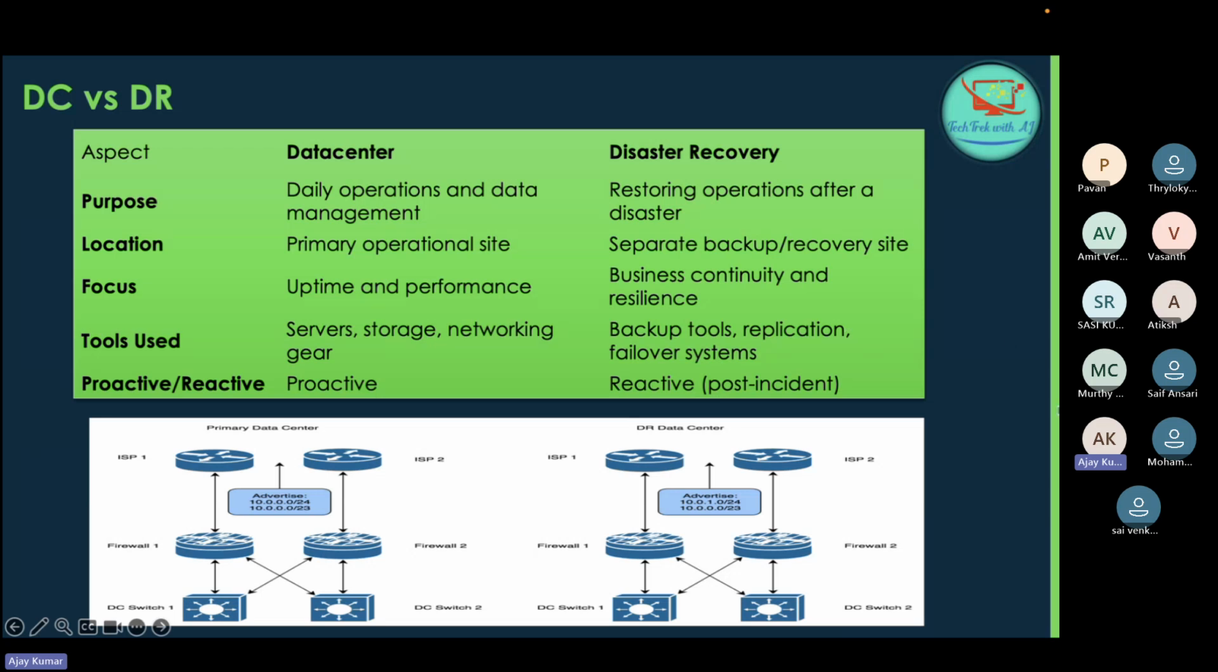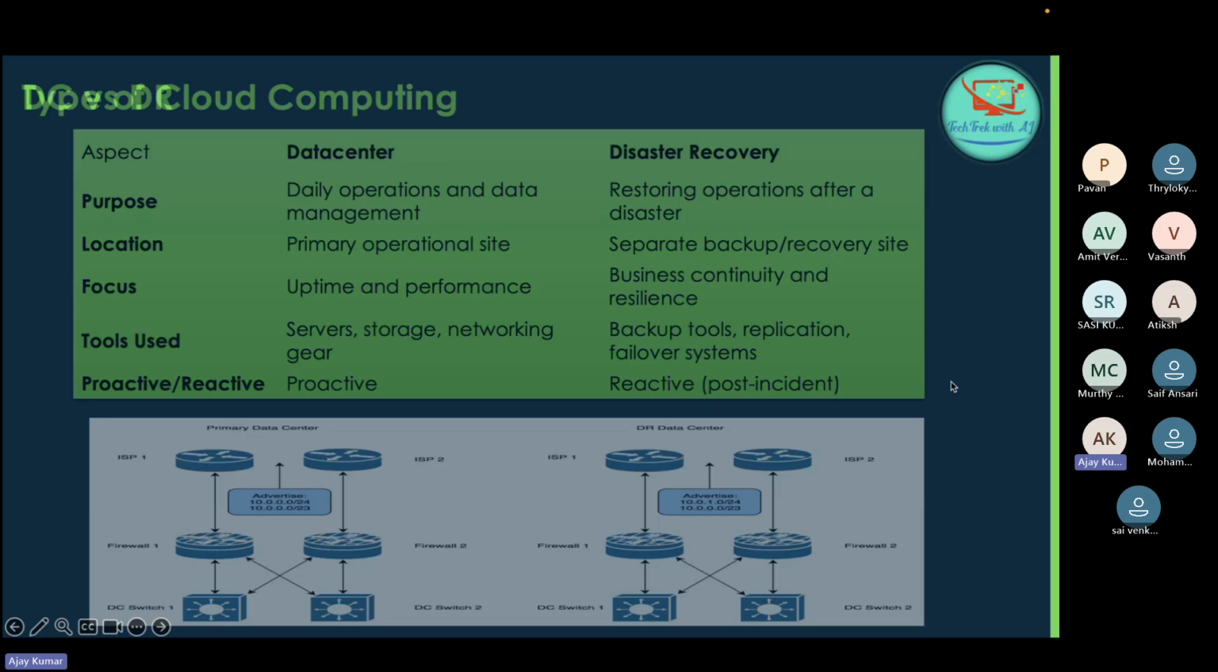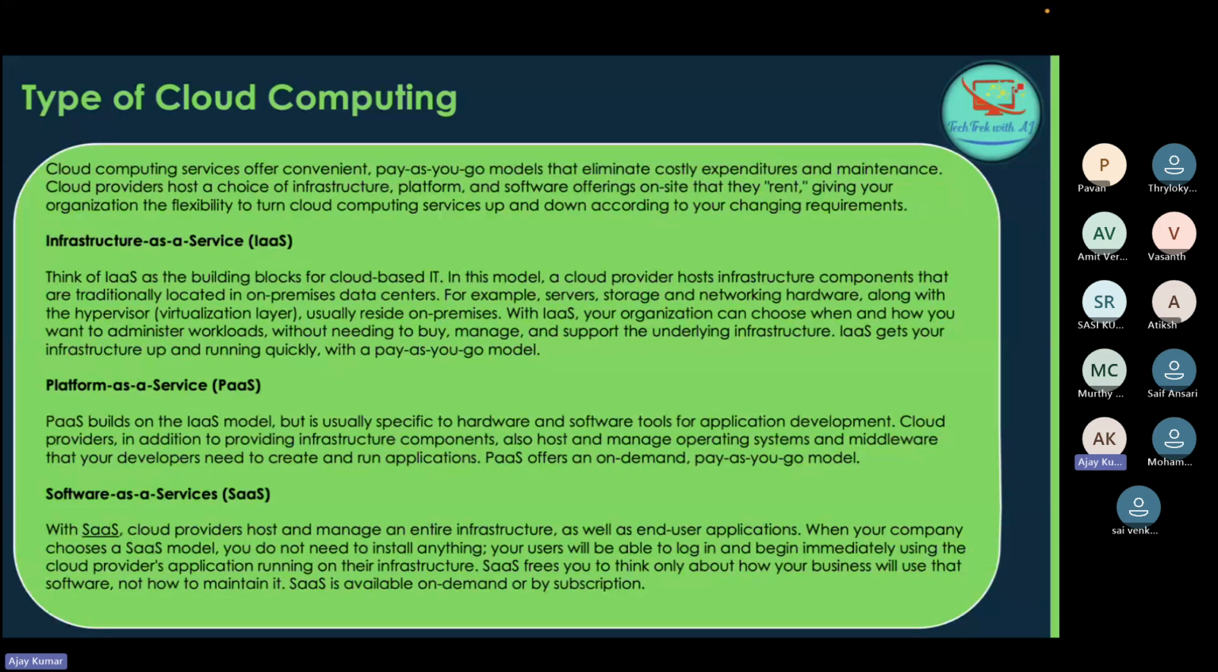If you see a simple example here, this is my primary data center and this is my DR data center. It's exactly the same, right? It's connecting with the two ISPs, it's connecting with firewall one and two, it's connecting with the DC switch one and DC switch two, right? This is a simple example. So always, 99%, the DR data center is a replica of my primary data center for critical applications. So that's what I covered.